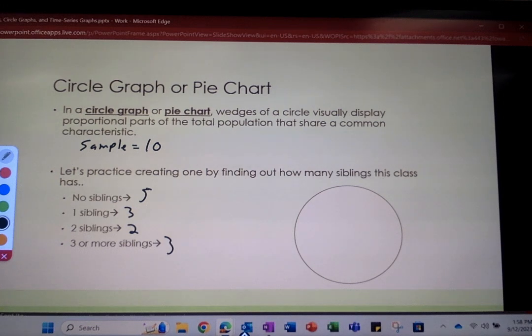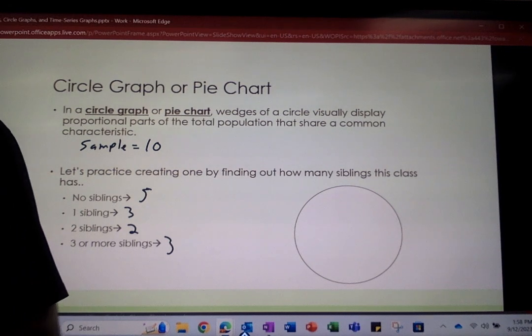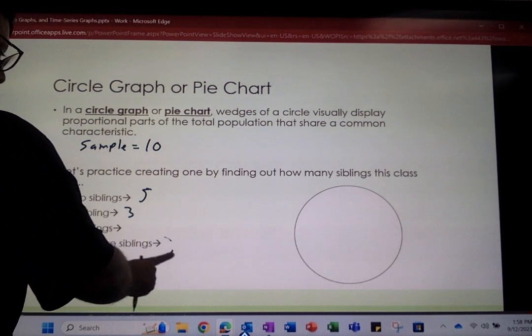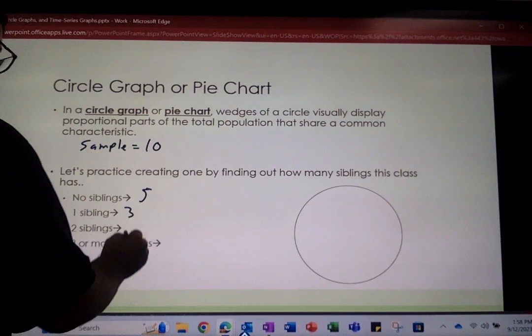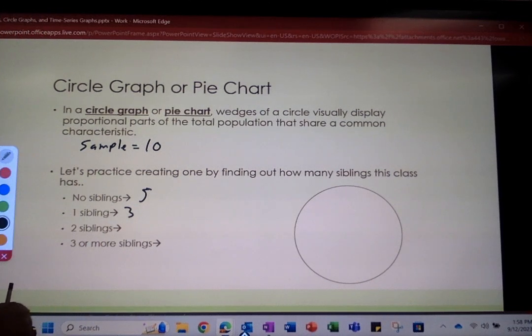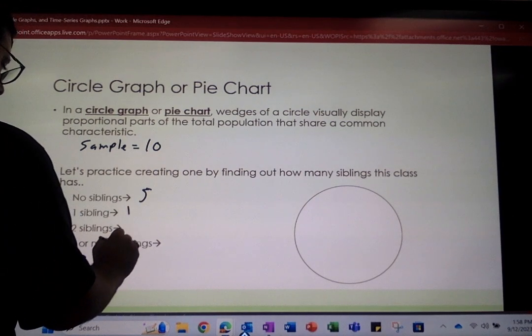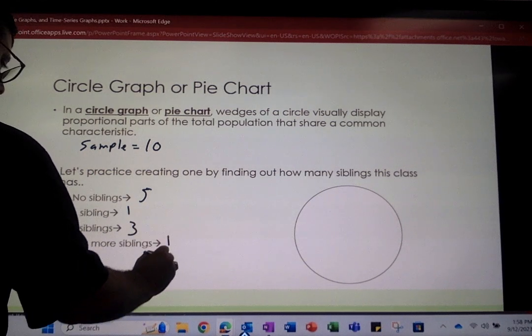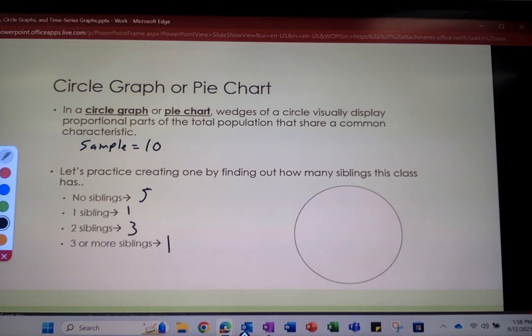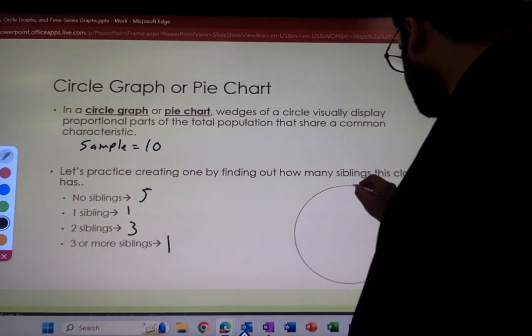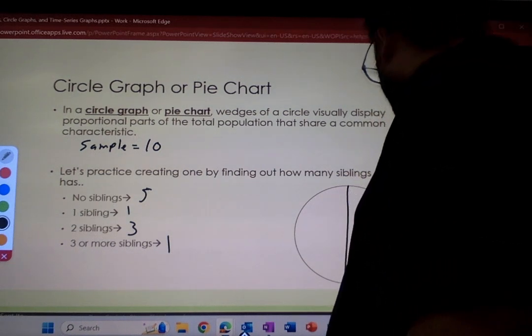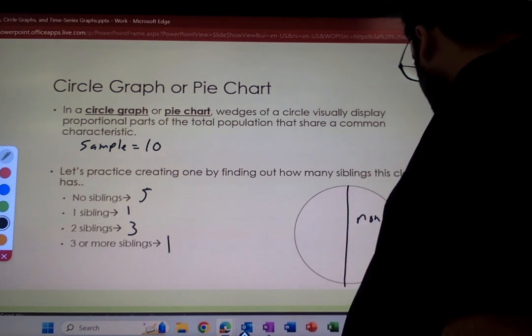Oh wait, hold on, that's not right. Hold on 1 second here. We'll say that actually, mark this down too. We'll say 1 person has 1 sibling, 3 people have 2 siblings, 1 person has 3 or more siblings. Okay, that's a sample size of 10. So looking at this graph here, I'll start with 5. That's half of 10. So half of the circle, half the pie chart, is going to go towards no siblings.